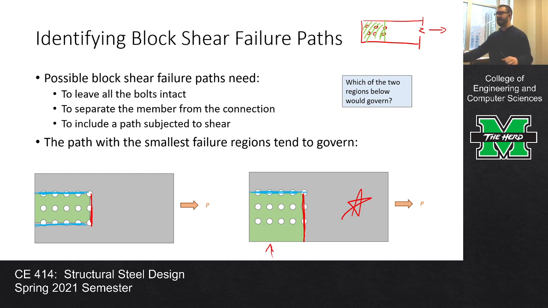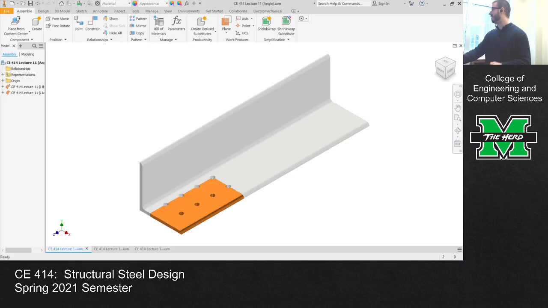Whenever you're selecting failure paths, you have to ensure that you're picking a path that makes sense. For instance, this is very akin to the problem that we're going to do today. And so we've got a connection of these 8 bolts here on the bottom. And I'm proposing that the block that would govern would be the block that you see here, this one that's in orange over here on the bottom.